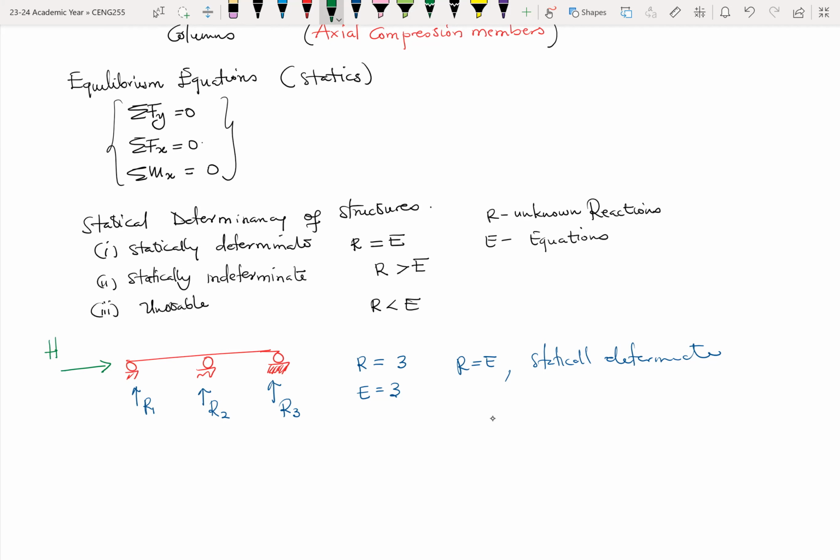So this method of trying to determine if a structure is determinate or otherwise is not foolproof. Sometimes you can have cases whereby inherently the structure would be unstable.